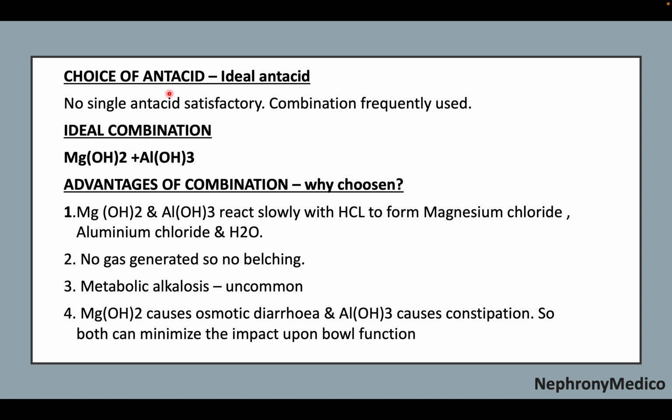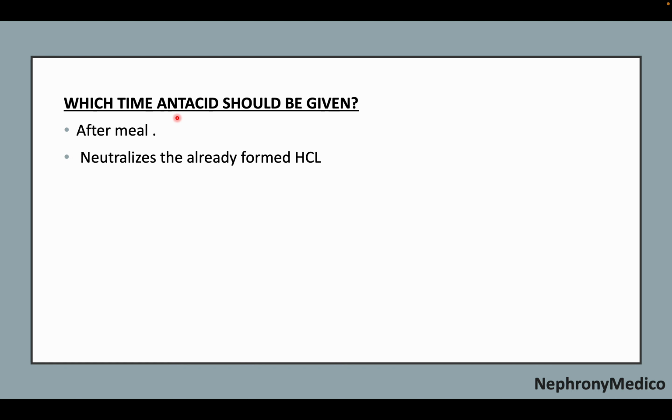Now, the choice of the antacid, or ideal antacid. No single antacid is satisfactory, and combinations are frequently used. The best ideal combination is magnesium and aluminum hydroxide. The advantage of the combination is that these react slowly with hydrochloric acid to form magnesium chloride, aluminum chloride, and water. No gas is generated, so there is no belching, and metabolic alkalosis is uncommon. Magnesium causes osmotic diarrhea, and aluminum hydroxide causes constipation, so both can minimize the impact upon bowel function. The time at which antacid should be given is usually after meals because it neutralizes the already formed HCl.